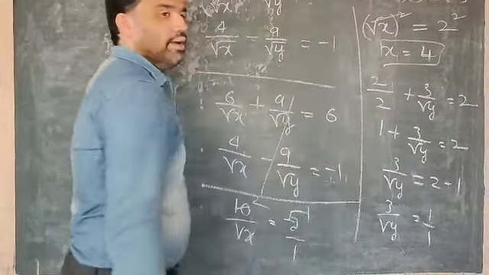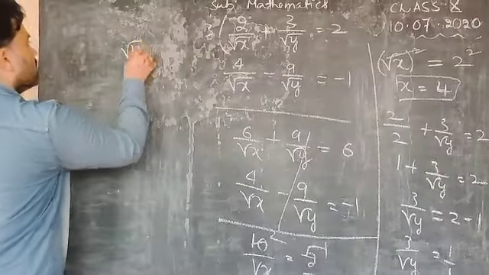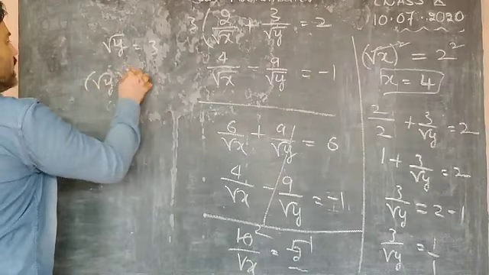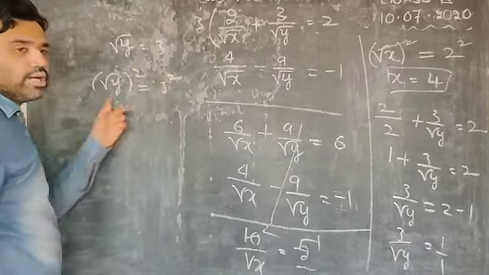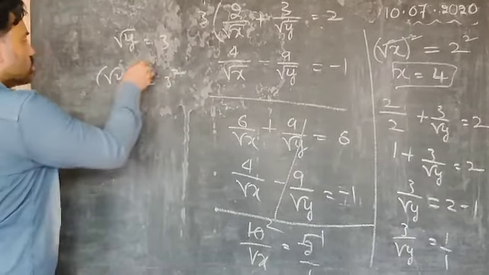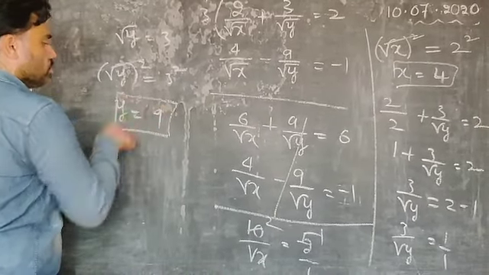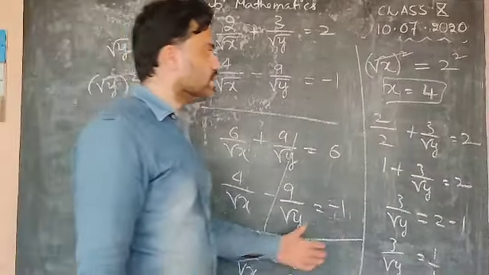Cross multiply. What do you get? Root y is equals to 3. Squaring on both sides. Root y whole square, 3 square. Why are we doing that? To cancel the root. Square root cancel, we'll get y. And 3 square is what? 9. So y as 9, x as 4.